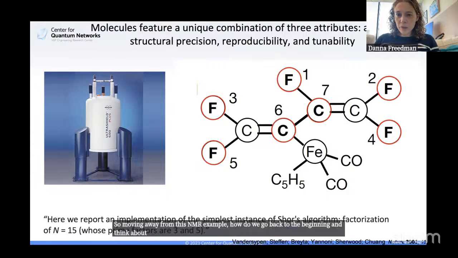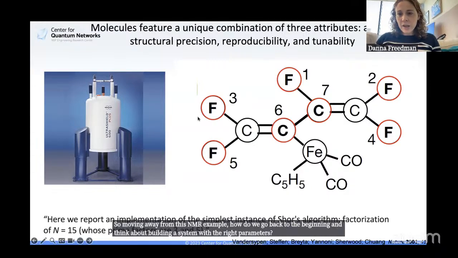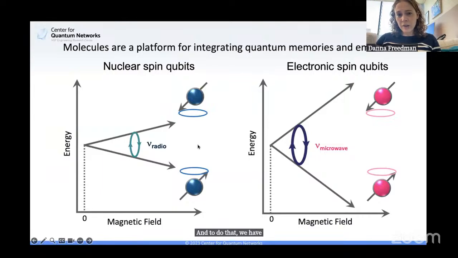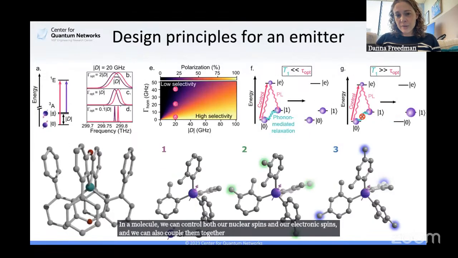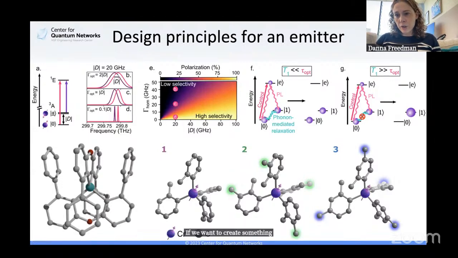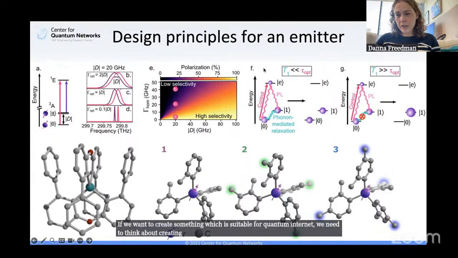a system with the right parameters? And to do that, we have to really go back to general chemistry. In a molecule, we can control both our nuclear spins and our electronic spins, and we can also couple them together into larger systems. If we want to create something which is suitable for a quantum internet, we need to think about creating a spin optical interface of some kind.